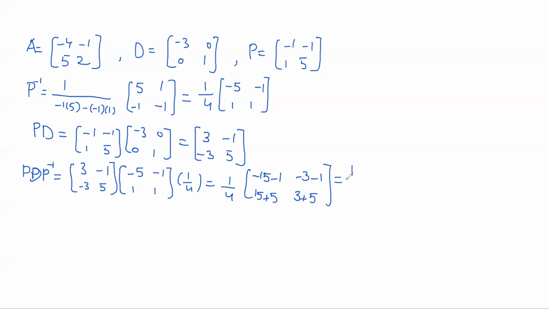So what I get over here is 1 by 4 times minus 16, minus 4, 20, and 8. Now I can divide each term by 4, so it will be minus 4, minus 1, 5, 2, which is the same as matrix A. So it means that we have verified that our diagonalization process was correct.